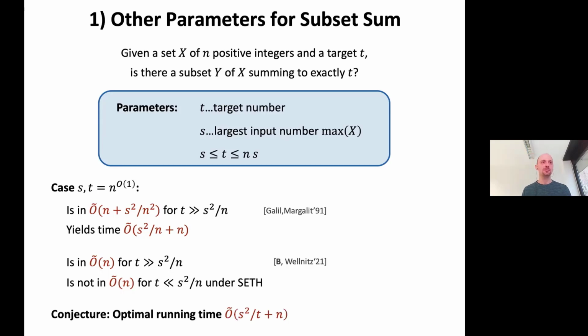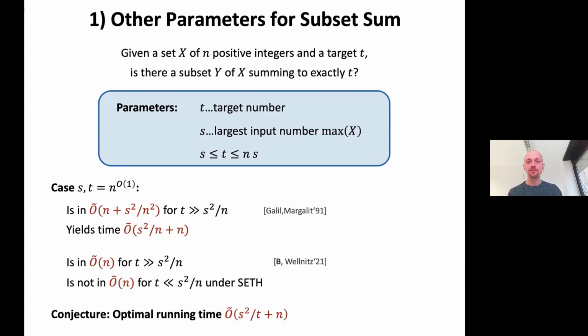Of course, I was asking about what's the optimal dependence on S. You can also ask for the optimal dependence on S, T, and N. My conjecture is that the optimal running time should be this, S squared divided by T plus N. But who knows? We do have, in this paper with Philip Wellnitz, a lower bound of S squared divided by T plus N. My intuition would be that this lower bound is tight, but we are nowhere close to having a matching algorithm.